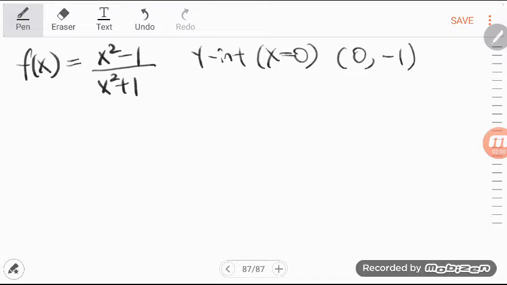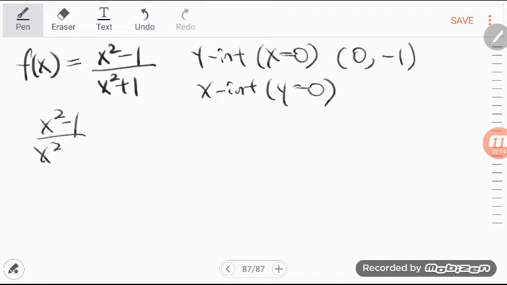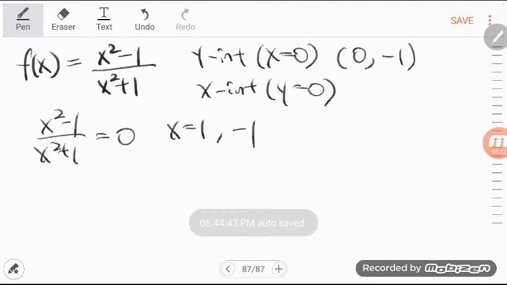So that's my y-intercept. For my x-intercept, I'm going to make y equal to 0. So I will have to solve x squared minus 1 over x squared plus 1 equals 0. This will only happen when x is equal to 1 or negative 1, right? If I have 1 in there, then 1 squared minus 1 gives you 0. If I have negative 1 in there, I will also get 0. So I will have two x-intercepts, negative 1, 0, and 1, 0.